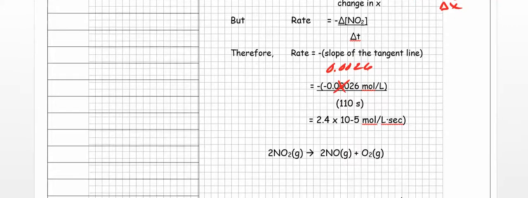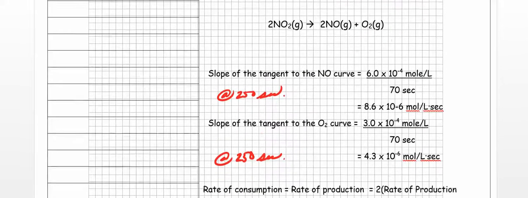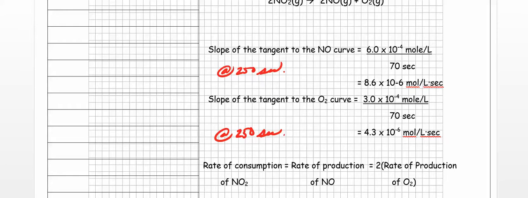All right, so now if we were to look at the slope of the tangent lines for NO and O2 respectively at, say, 250 seconds, so you just look at 250 seconds, and we'll go over a 70-second time span, what we're going to find is that we come up with these rates: 8.6 times 10 to the minus 6 moles per liter per second, and 4.3 times 10 to the minus 6 moles per liter per second.